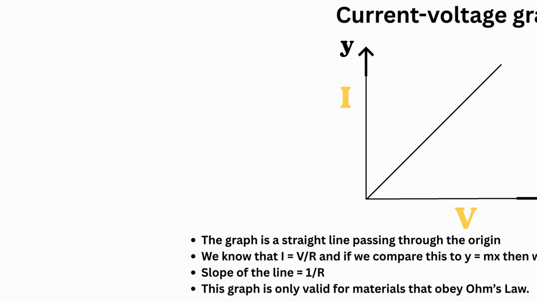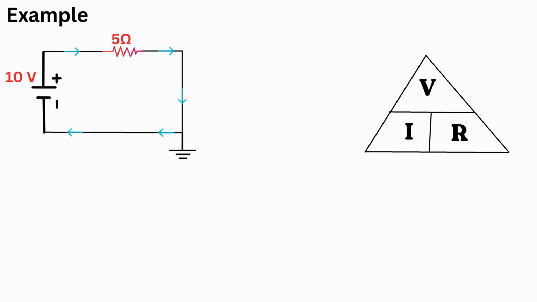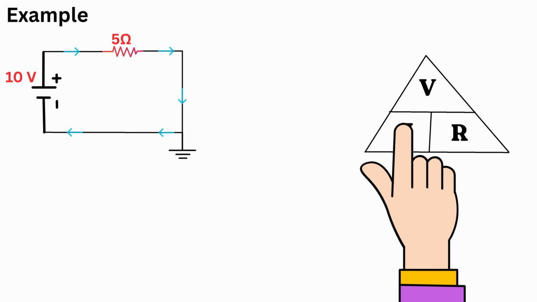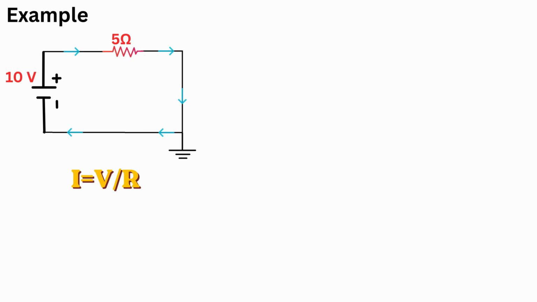Now let's solve a simple problem. Here we have a simple circuit. If the voltage is equal to 10 volts and the resistance is equal to 5 ohms, what will be the current? To solve this, let's use the Ohm's triangle. Here we want to find the current. So we cover the letter I and we get I equals voltage divided by resistance. Now substituting the values, I equals 10 divided by 5. I equals 2 amperes. So using the triangle, it becomes super easy.